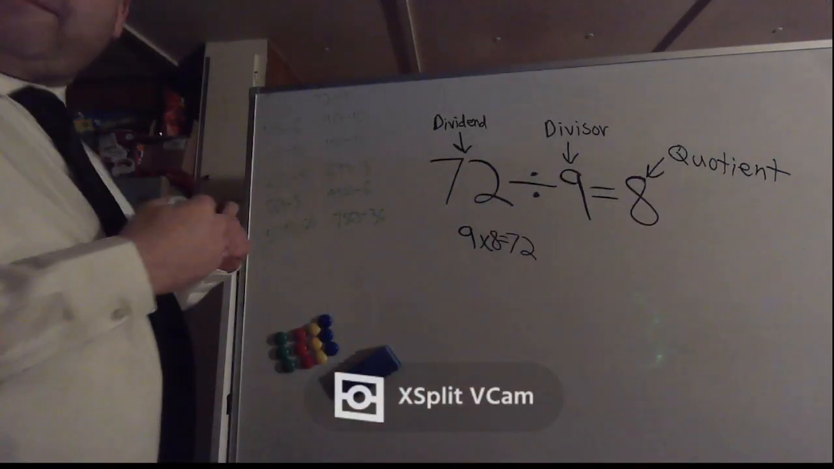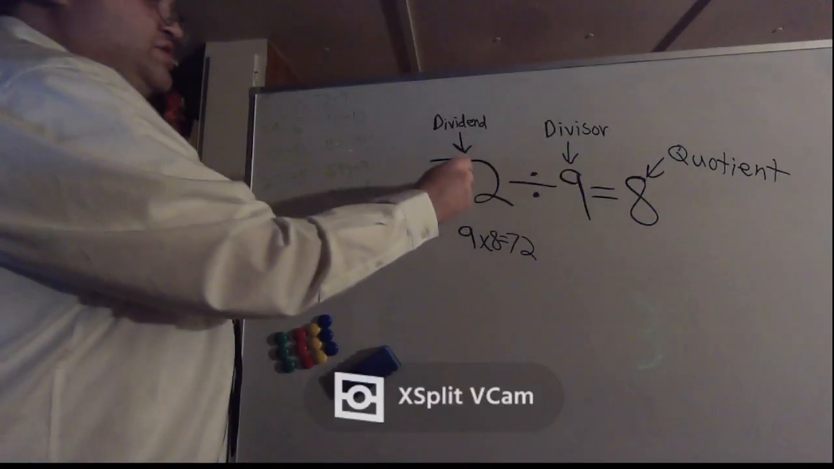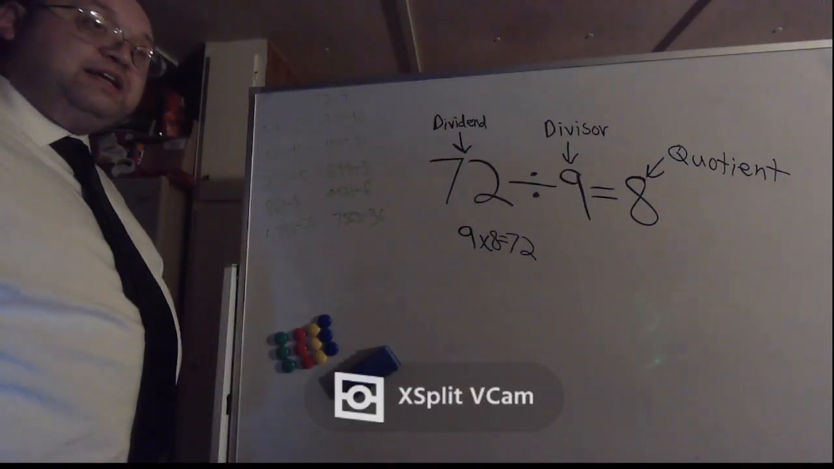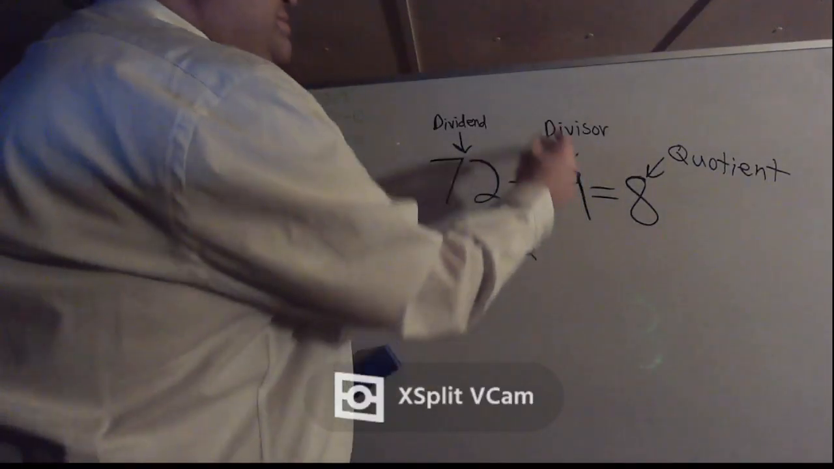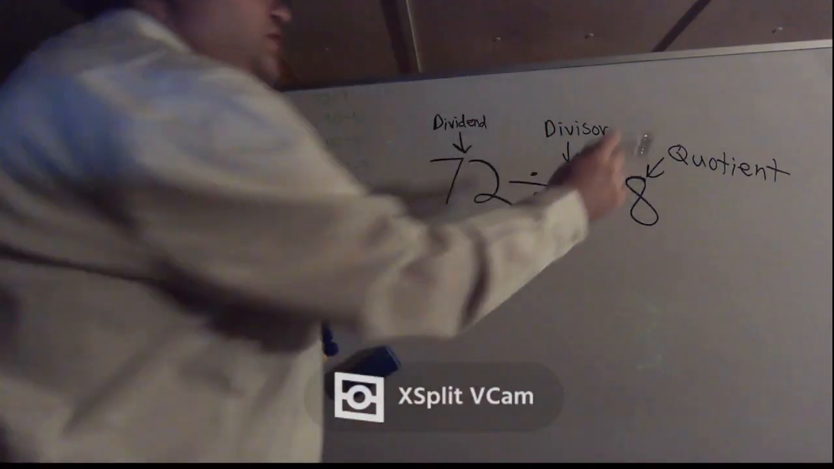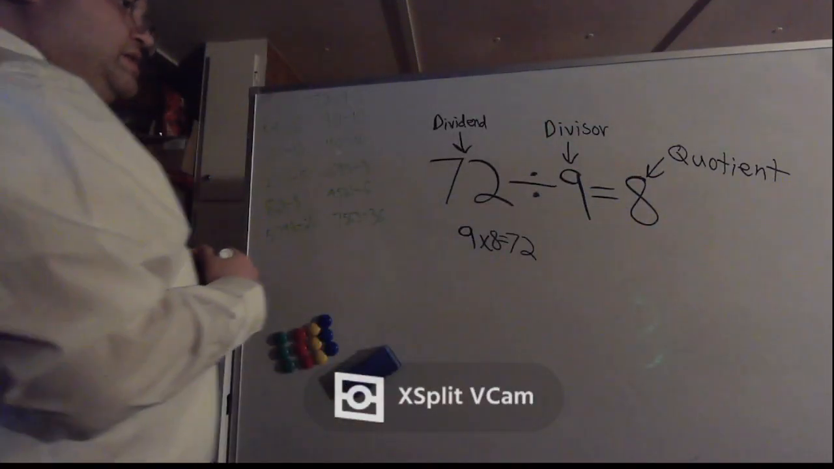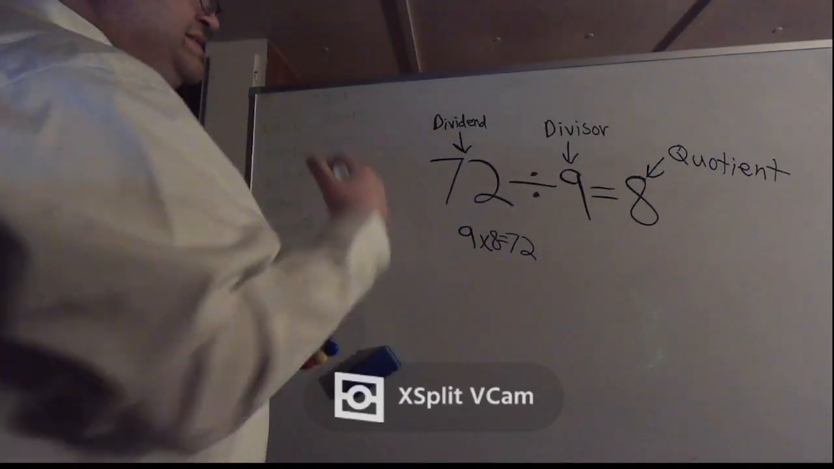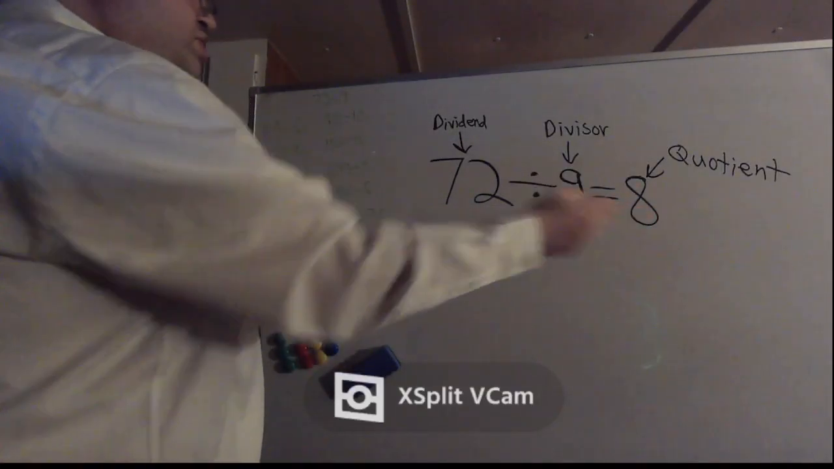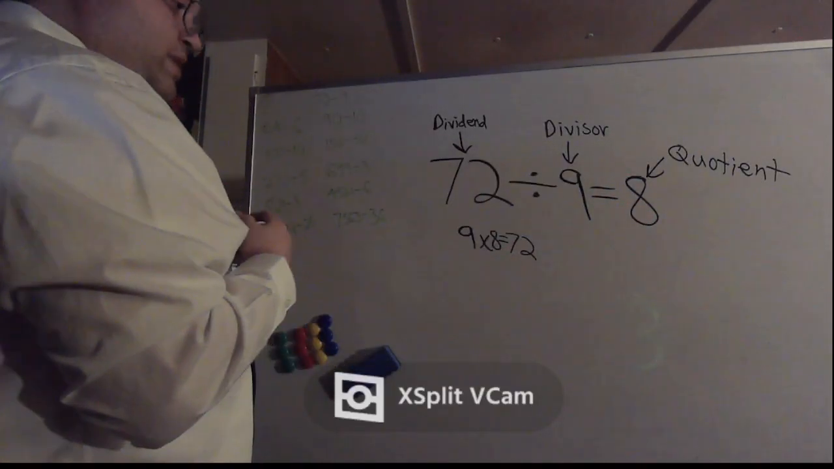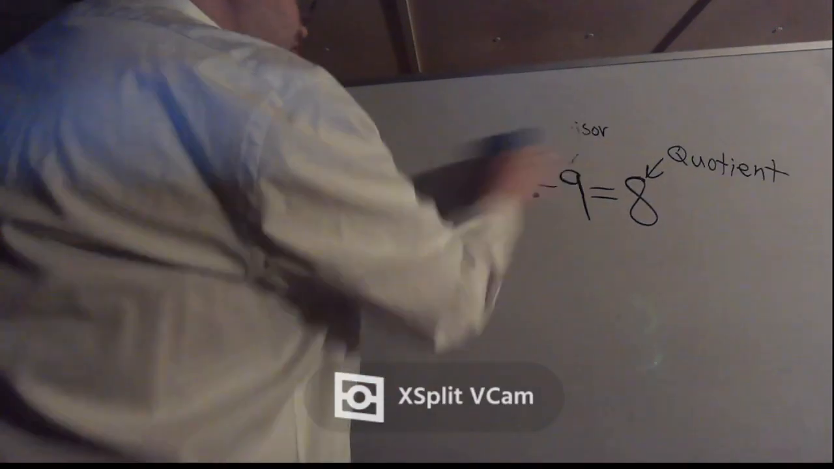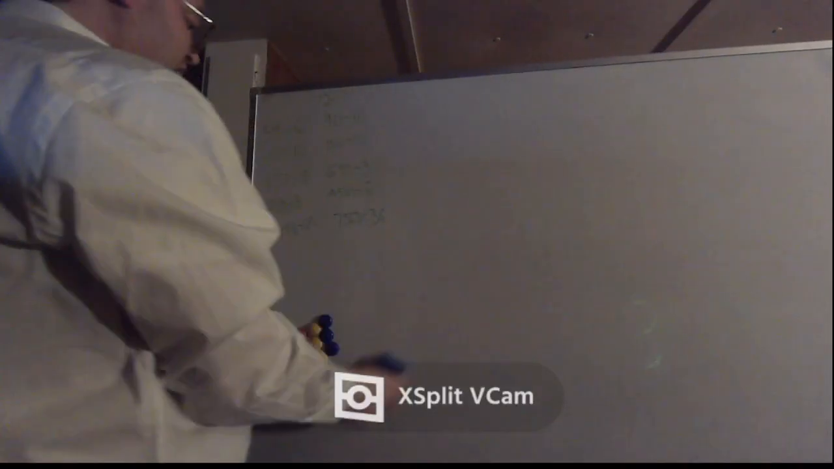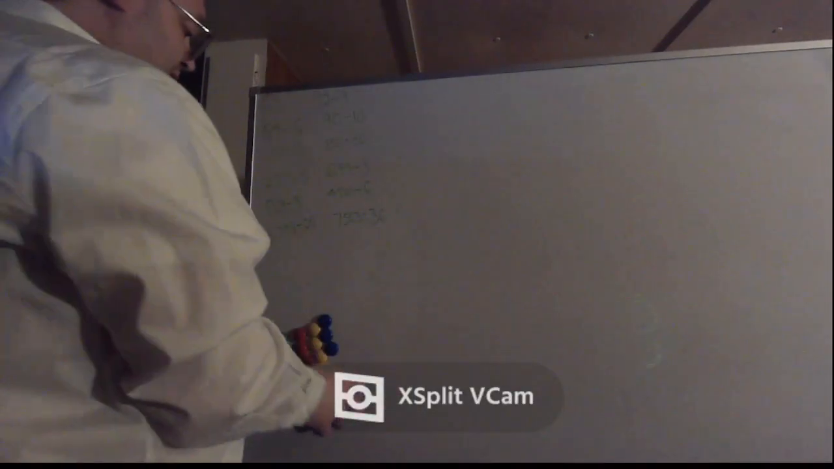So, 72, the first number in any division equation, is your dividend. What you're dividing by, your second number, is your divisor. Your answer is called the quotient. So you could think of it as the divisor times the quotient equals the dividend. That's another way to think of it. But it might be easier to think of it as 9 times what equals 72. I'm just giving it to you the more formal way.